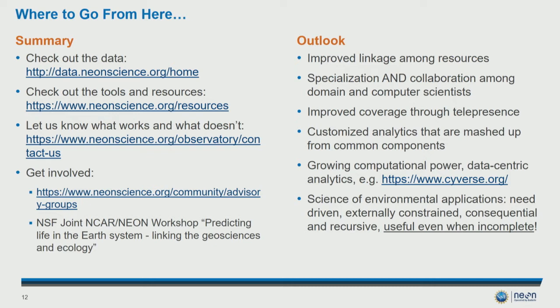Outlook: improved linkages among resources, absolutely. That's what our field is working towards. We do need specialization. We do need domain specialists, and in particular, collaboration between domain specialists and computer scientists to truly tap into the full complement of information that's available to us. Improve coverage through telepresence, meaning wireless sensors can truly help improve coverage in space and time of how we're observing the Earth. Customized analytics that are mashed up from common components, we've been talking about that. Modules that can be reused, that are not just single purpose.